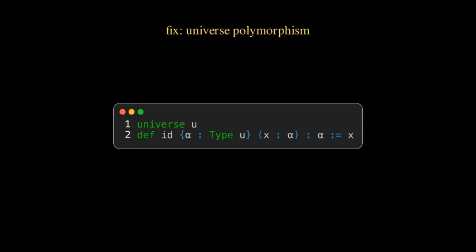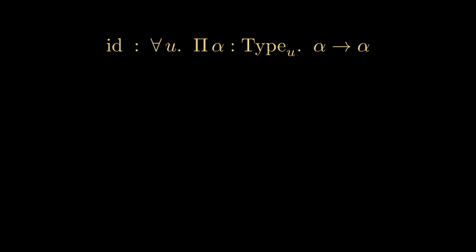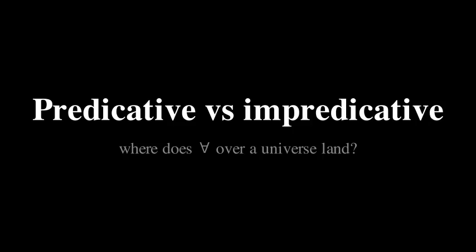The fix is universe polymorphism. Declare a universe variable u, and the same id works at every floor at once. The kernel instantiates u afresh at each call site. Read it as: for every universe level u, and every type alpha at level u, a function from alpha to alpha. One definition, every floor of the tower.